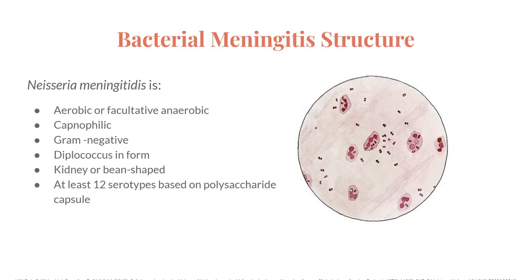And here's a little overview of the structure of bacterial meningitis. Even though there are several different pathogens, Neisseria meningitidis is the most common pathogen that causes the bacterial infection. So just some key info about the structure of it. It is capnophilic, which means it does thrive in high concentrations of carbon dioxide. It's gram-negative. You will find it in pairs in that little kidney bean form. And there are at least 12 different serotypes, and we will go over that a little bit more. The different serotypes affect different parts of the world.